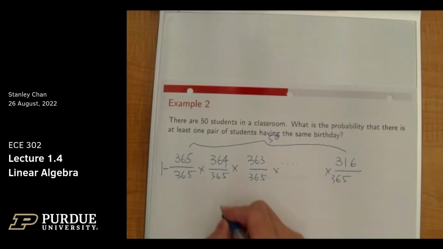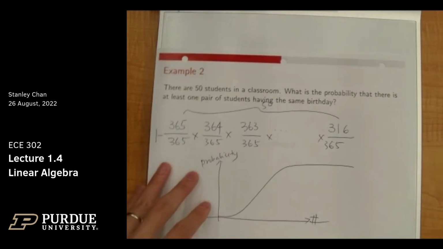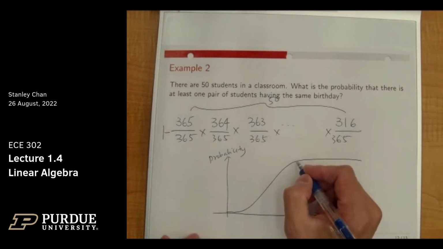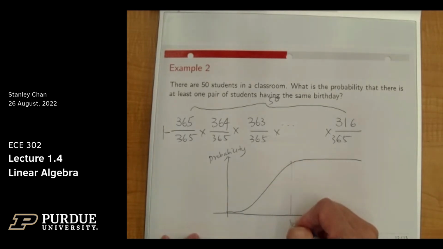And if you plot this out, you can see that it is going to be something like this. So this is the probability. This is the number of students. And this transition is actually pretty sharp as you go through maybe 50. 50 is already here. As you go to 30 or 40, you are already in a very, very rapidly rising slope. And if you go to 100, you are almost guaranteed 100% that 2 students will have the same birthday.